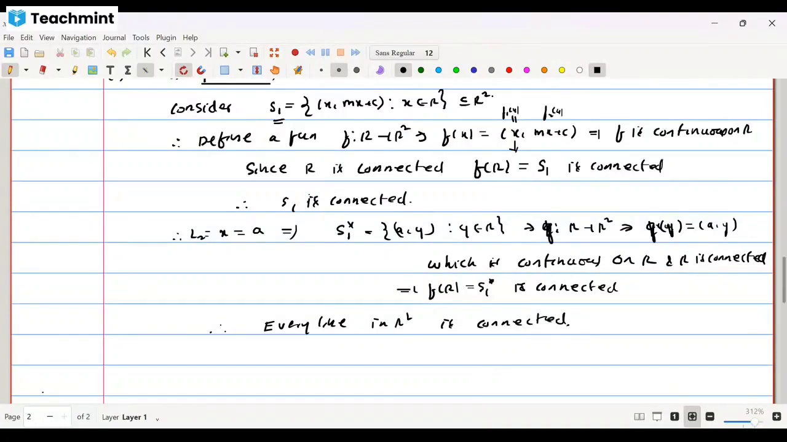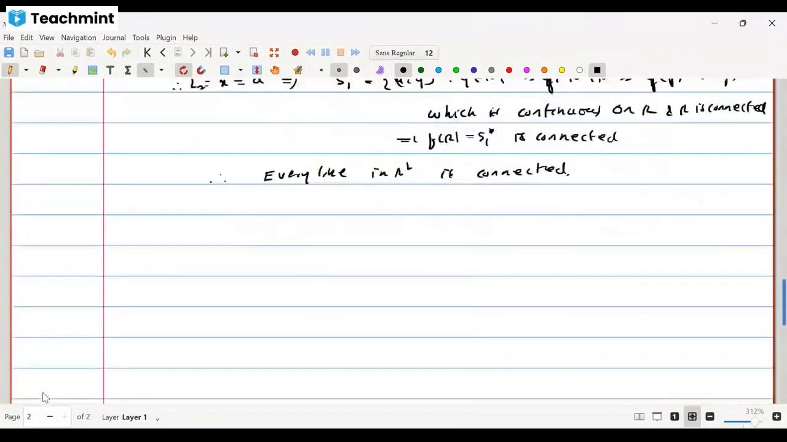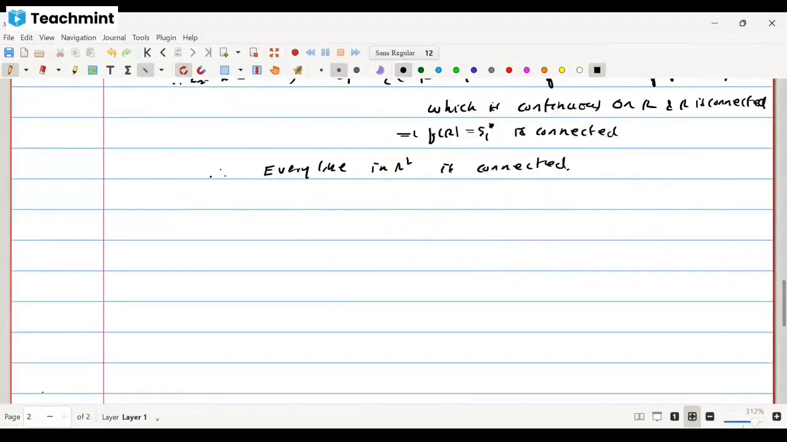Is it okay? Every line in R square is connected. Next one. Number 2. A1. A1 equal to x comma y such that x square plus y square equal to 1.